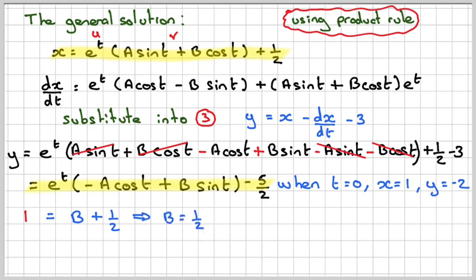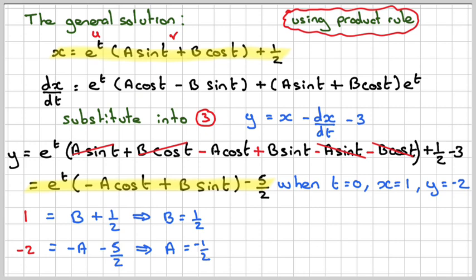And then for the y, we're going to put that y is minus 2, e to the 0 is 1. I forgot to mention that up there, sorry. e to the 0 is 1, and then we're going to have to get a minus a, because that's going to be 1, and we're going to get nothing from that, but we're still going to have the minus 5 over 2, and that will give me a is minus 1/2.